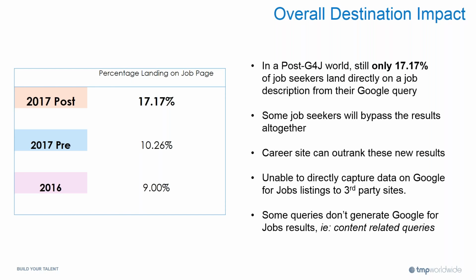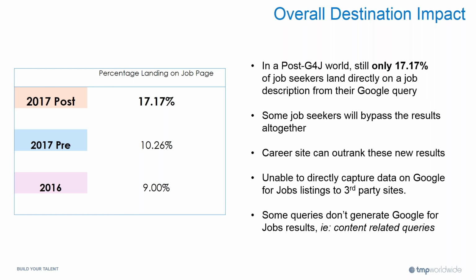In some cases, the career site can actually outrank these new search results. If it's a branded query, very location-specific, category-specific type query, the career site can actually outrank the Google for Jobs search results and will lead to a visit on one of those pages. I've mentioned it a couple times, but we are unable to directly capture data from those Google for Jobs listings, so the third-party sites that we've talked about. So a certain percentage of that at the job level, at least initially, directly from Google would be sort of lost to those sites here, which is probably impacting this overall number that we're looking at.